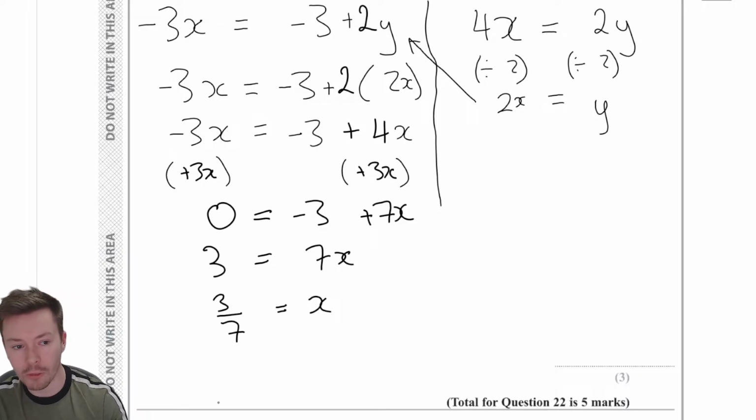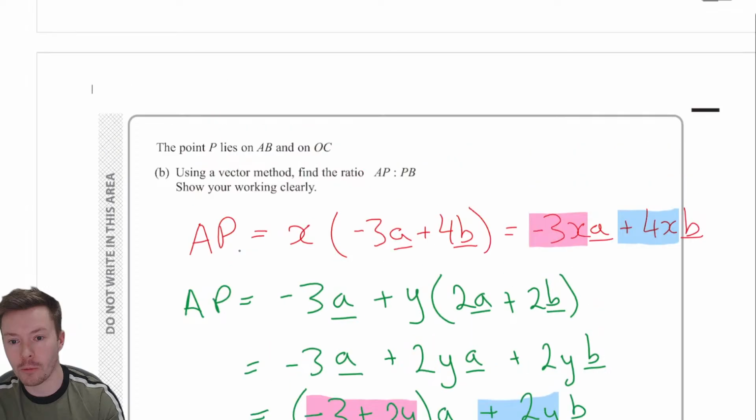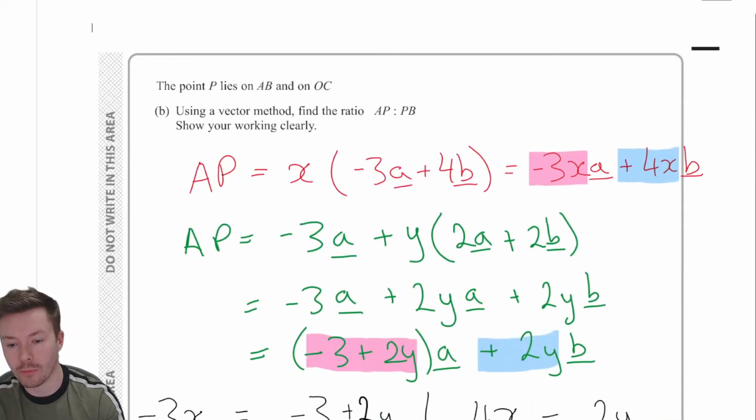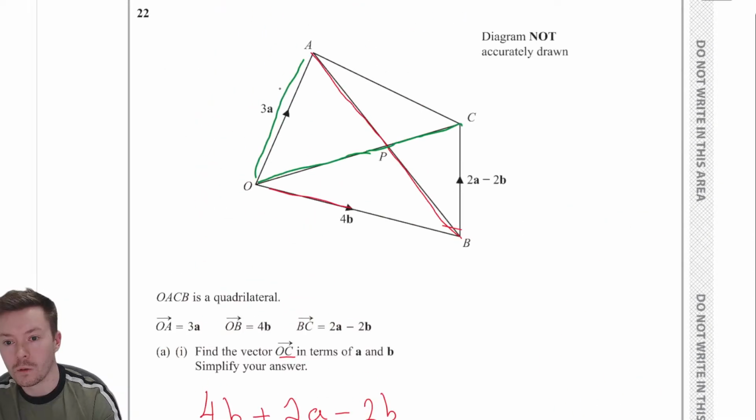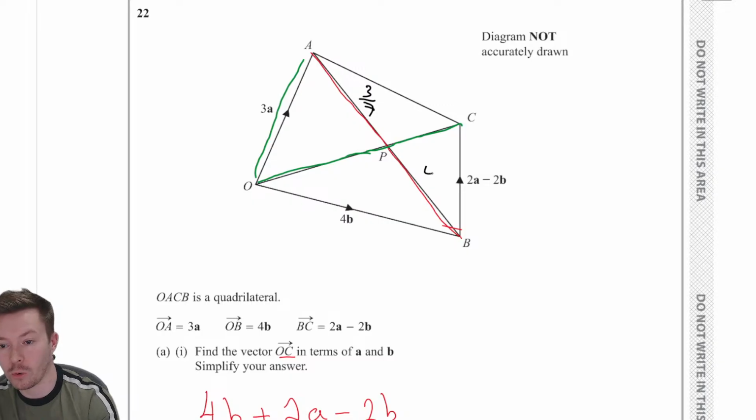So what that means is at this point, if we go back up, we have got from A to P would be 3/7 of the AB vector, because remember that was AB. So going back to our diagram, this is 3/7 of the red line down here, A to B, which means that this must be 4/7 of the distance along this line.